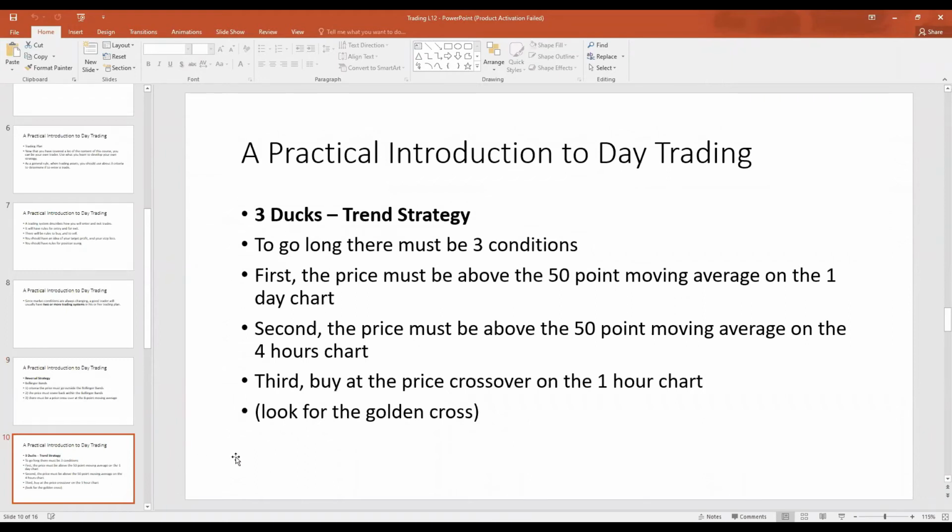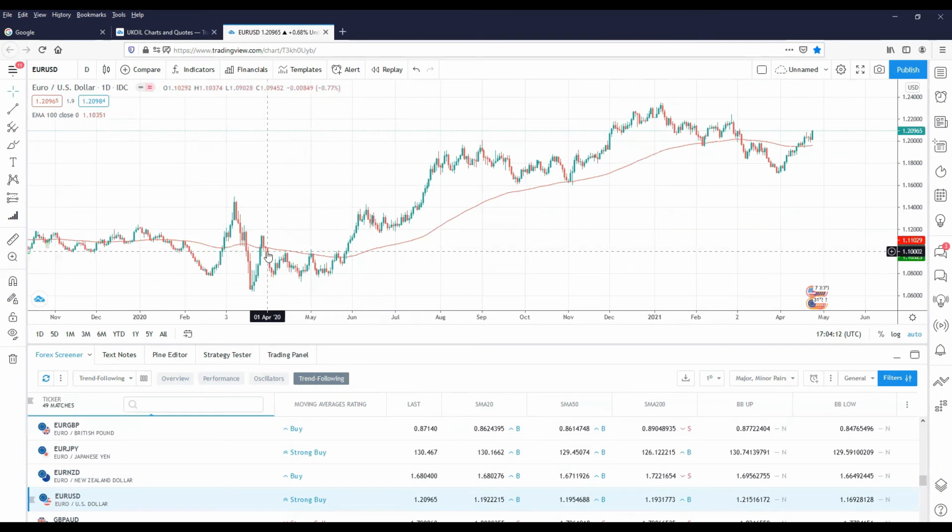My third strategy is the duck trading strategy. 3 ducks. So I look at 3 time frames. I look at the 1-day time frame, I look at the 4 hours time frame, and I look at the 1 hour time frame. The moving average I look at is the 50-point moving average. So criteria number 1, the price is above the moving average.